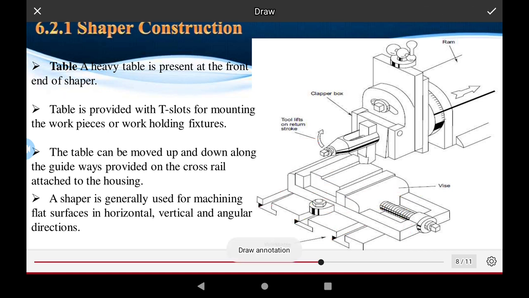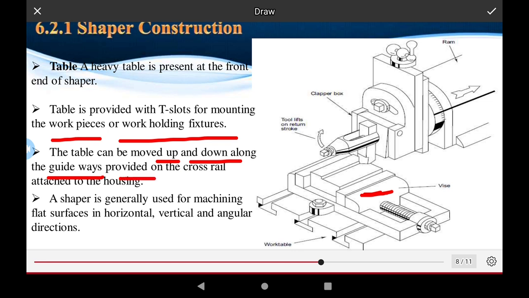According to the workpiece, for holding the fixture of the work, the table moves upward and backward along the guideway. This is the guideway, provided on the cross slide. This is the cross slide motion, attaching to the housing.